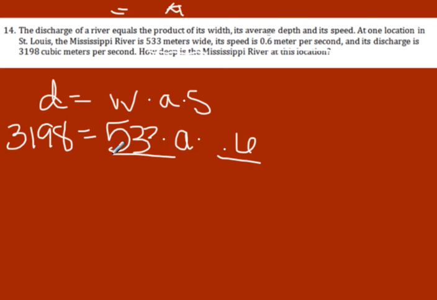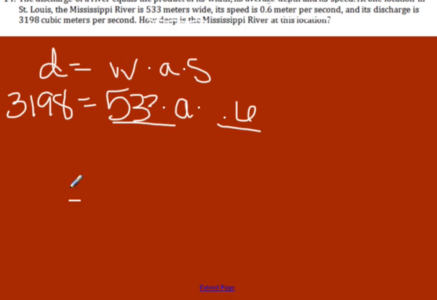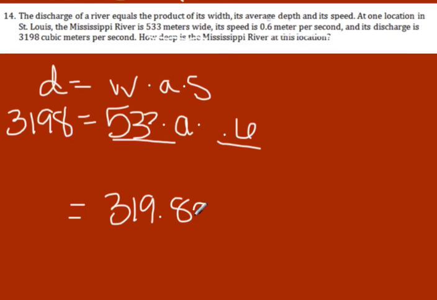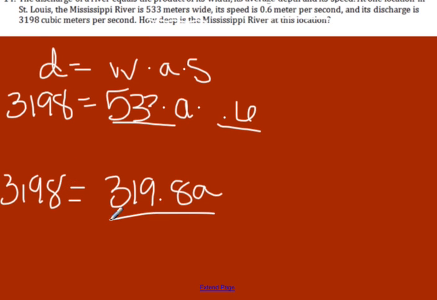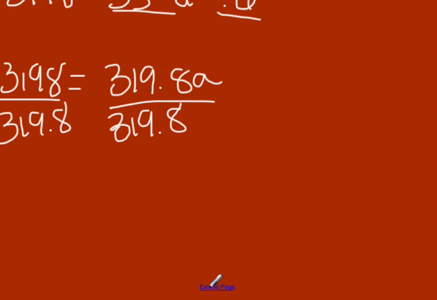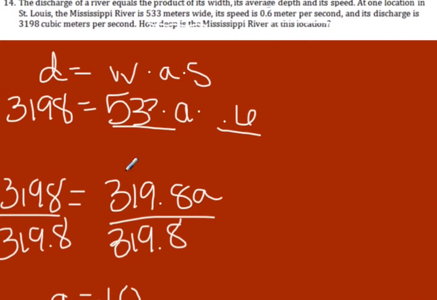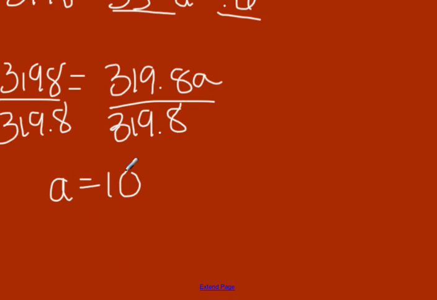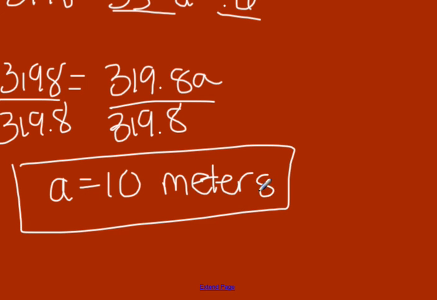So the first thing I'm going to do is multiply 533 and 0.6. So 533 times 0.6 is 319.8 A, and that's going to be equal to 3,198. So now I'm going to divide both sides by 319.8. And when I do that, I end up getting 10. So A is equal to 10, and I need to look at what the depth was measured in. Since the width was measured in meters, we also need the depth to be measured in meters. So 10 meters is your final answer.